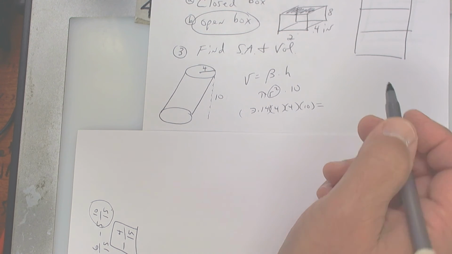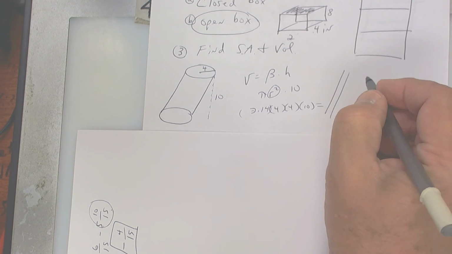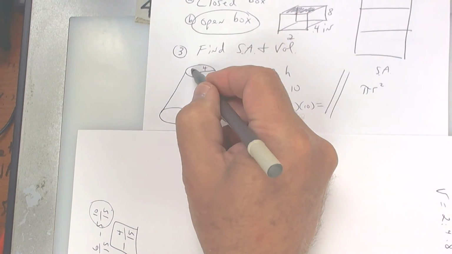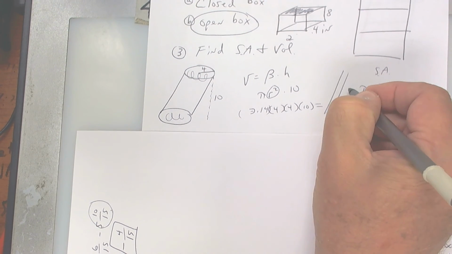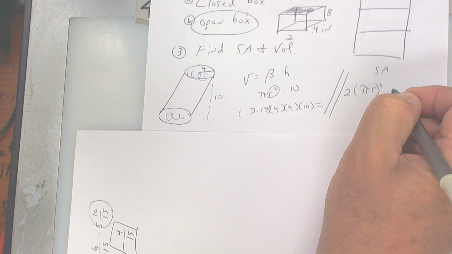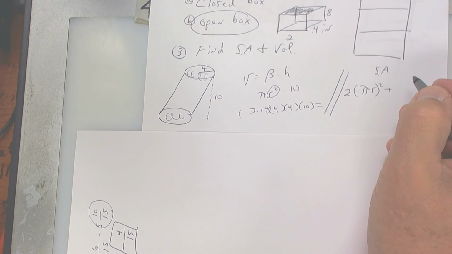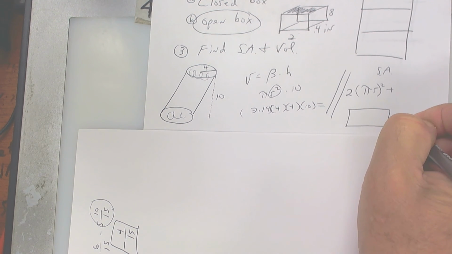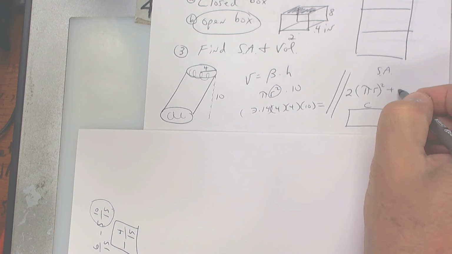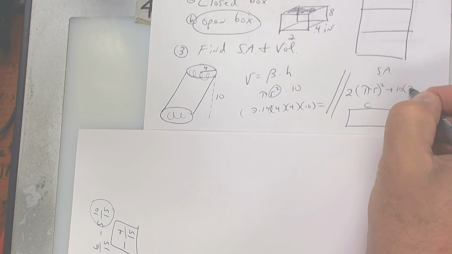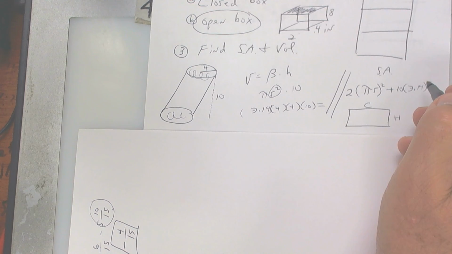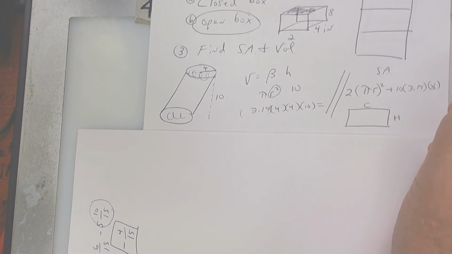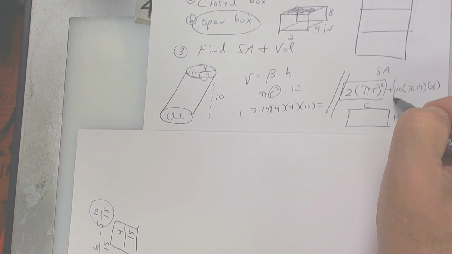Okay? Surface area is 2 circles, so one circle is pi radius squared, but you have 2 circles here, so it should be times 2, plus the next thing is you have the rectangle. The rectangle is the height times circumference. The height is 10 and circumference is pi times diameter. The diameter is 4 plus 4, not 16, but 4 plus 4 is 8. Now if you work this out, you will get surface area.